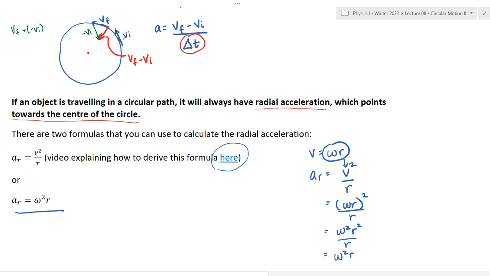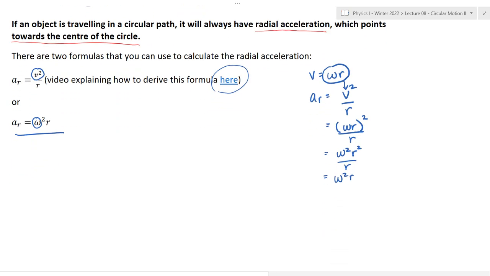You just decide which one to use based on what information you know. If you know the velocity of the object, then you would use the first equation. If you know the angular velocity, you'd use the second equation. Okay?